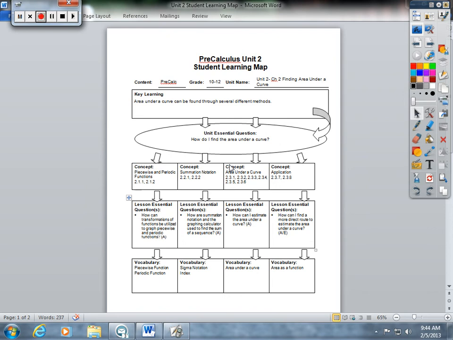And the first concepts we're going to take a look at, 2.1.1 and 2.1.2, are piecewise and periodic functions. So today we're going to take a look at how transformations of functions can be utilized to graph piecewise and periodic functions. So we're going to learn a little bit about what that means. Today specifically, we're going to learn about piecewise functions.